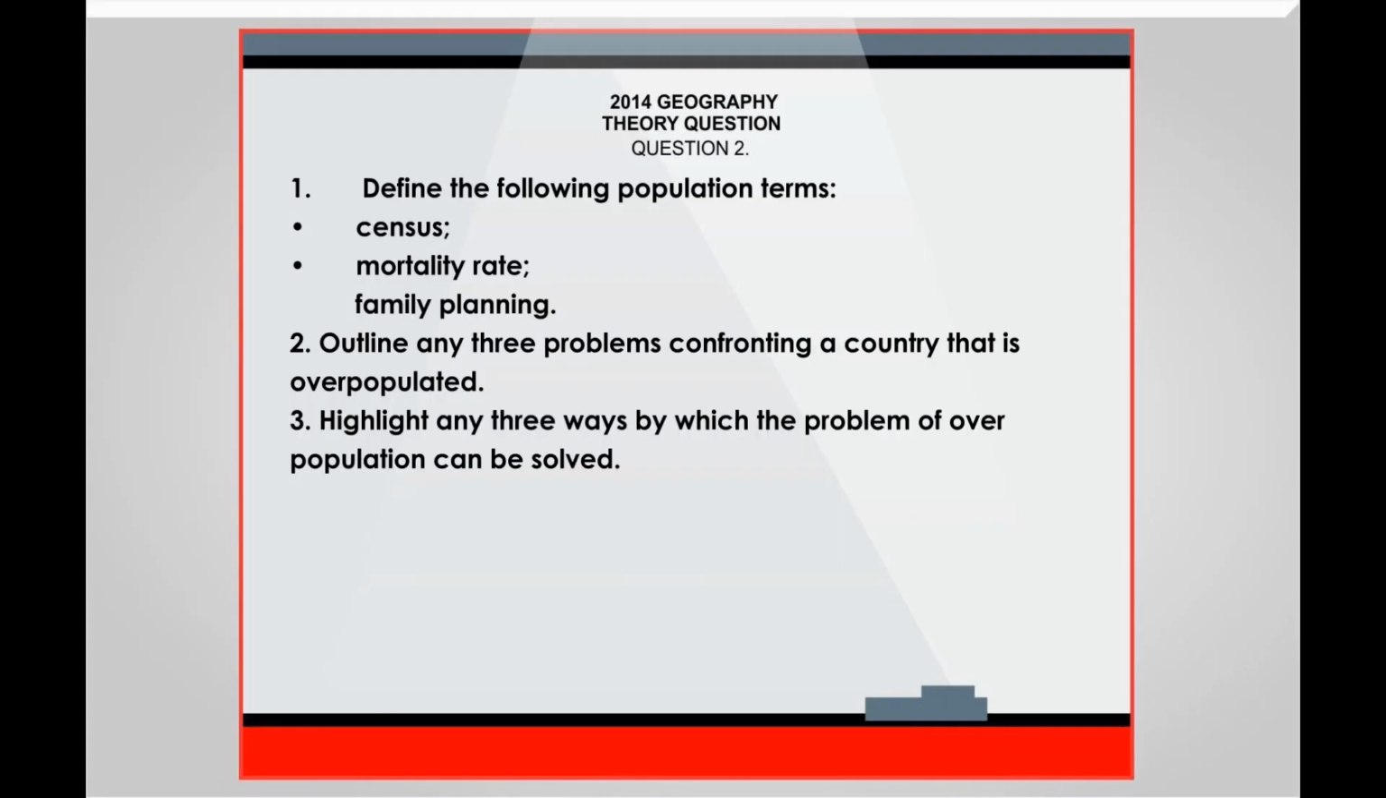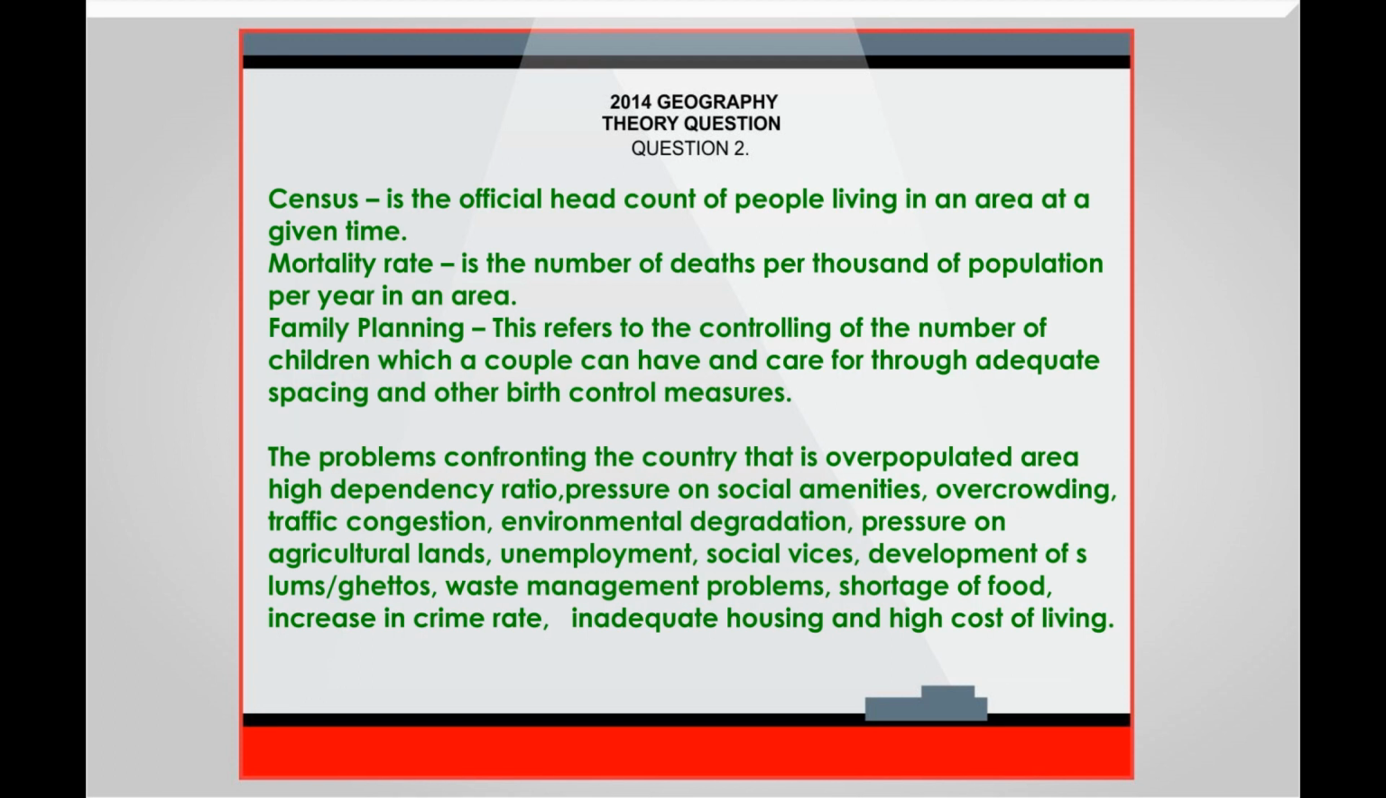Question 2. 1. Define the following population terms: census, mortality rate, family planning. 2. Outline any 3 problems confronting a country that is overpopulated. 3. Highlight any 3 ways by which the problem of overpopulation can be solved. Answers.